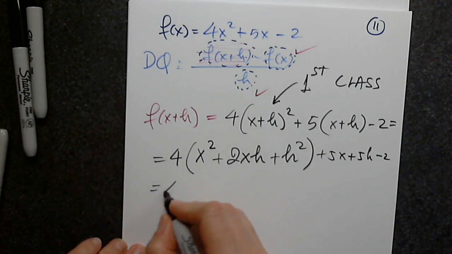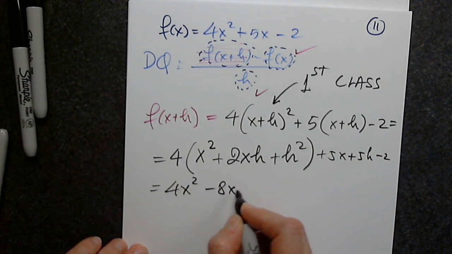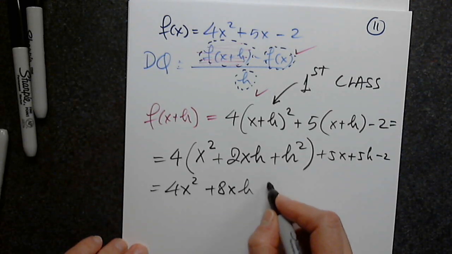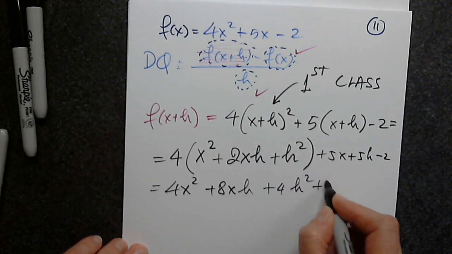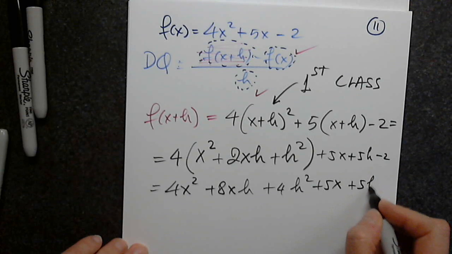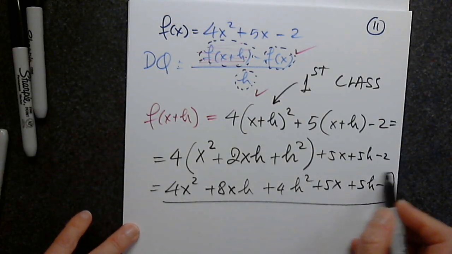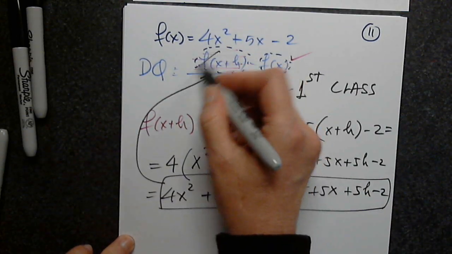I distribute. 4x squared plus 8xh, I'm sorry, plus 4h squared. Plus 5x plus 5h minus 2. All this will replace this.